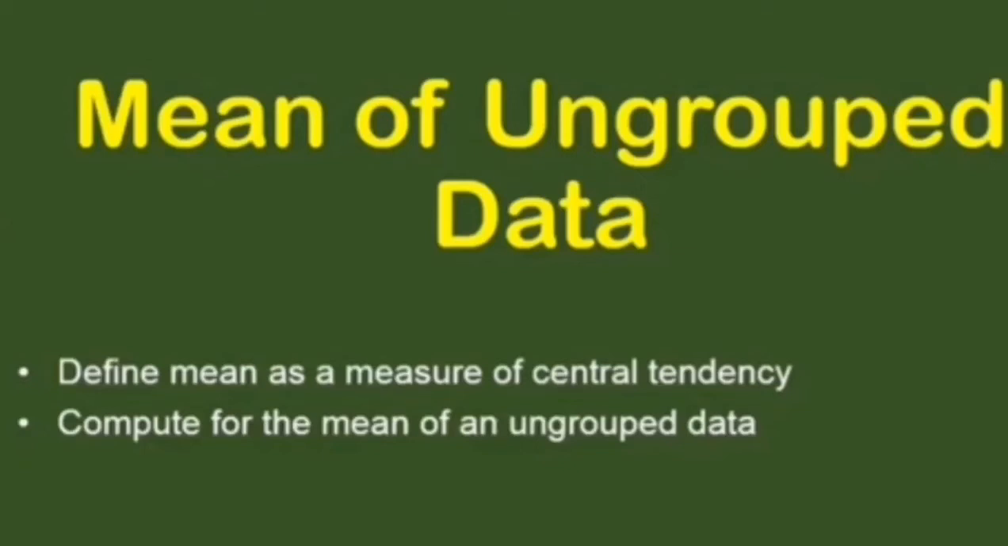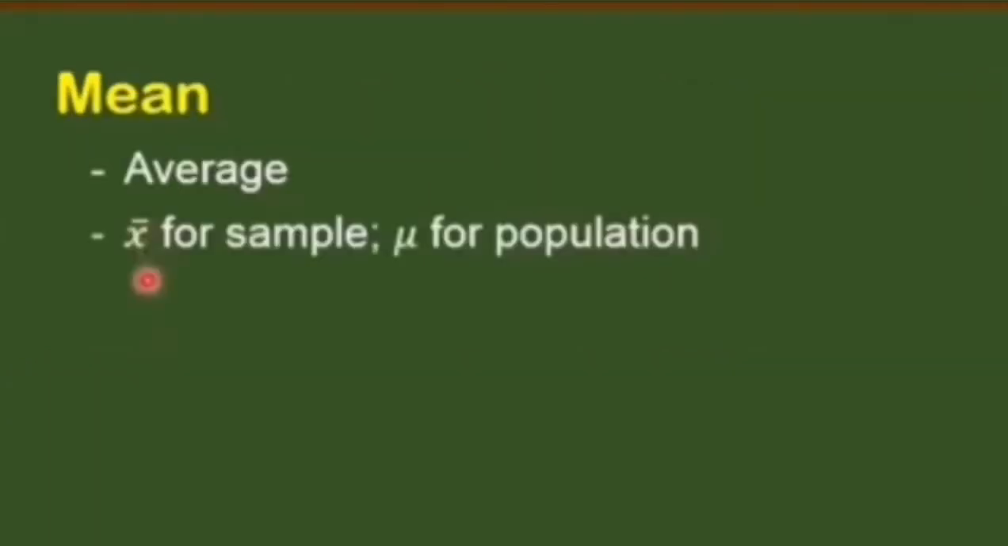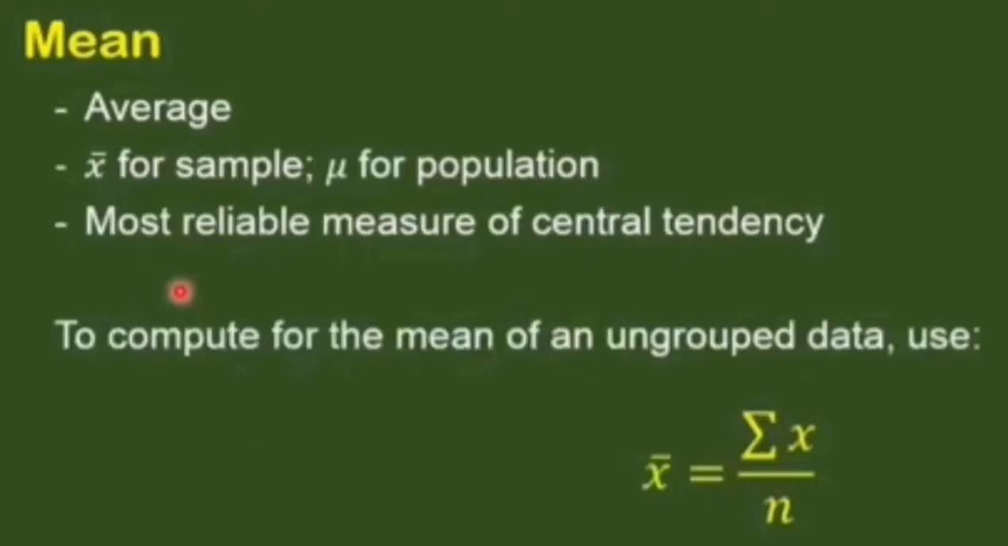Mean of ungrouped data. In this lesson, we will define mean as a measure of central tendency, and we will compute the mean of an ungrouped data. Mean, otherwise known as average, is symbolized with the symbol x bar for sample and the Greek letter mu for population. The mean is also the most reliable measure of central tendency.